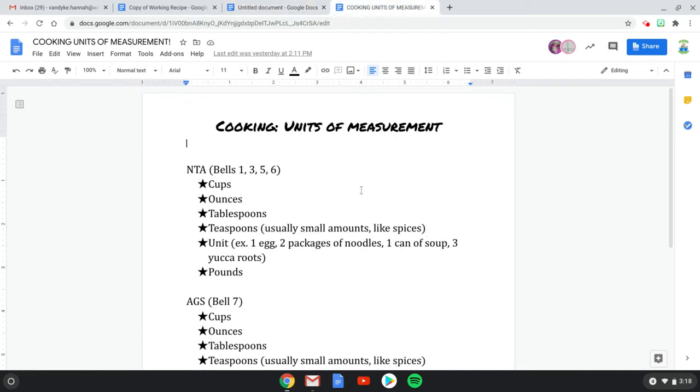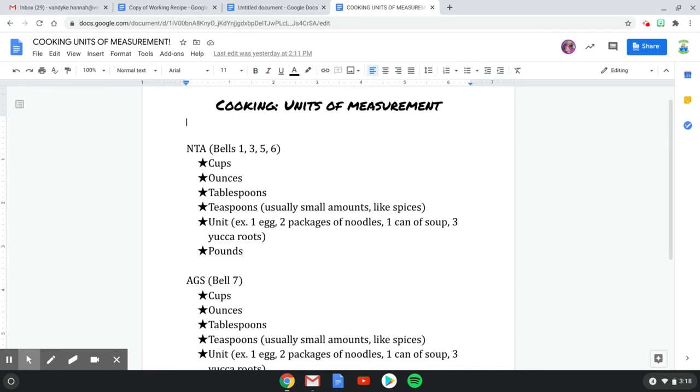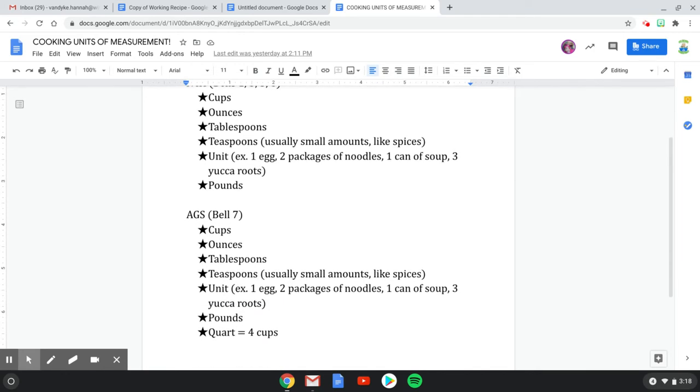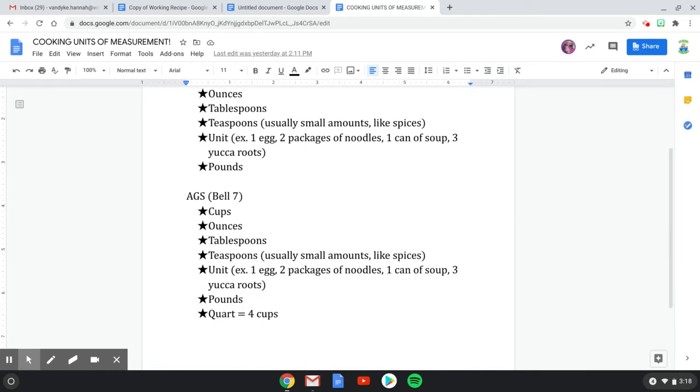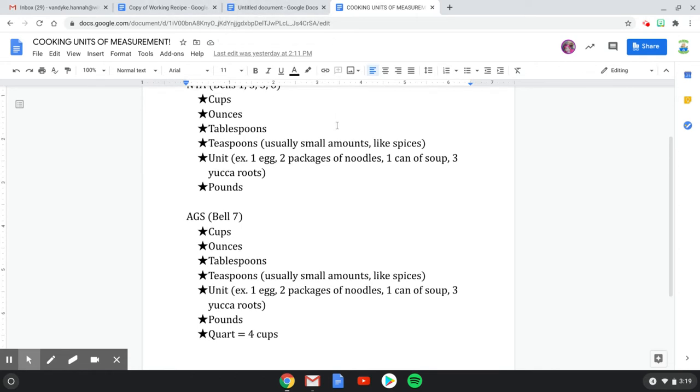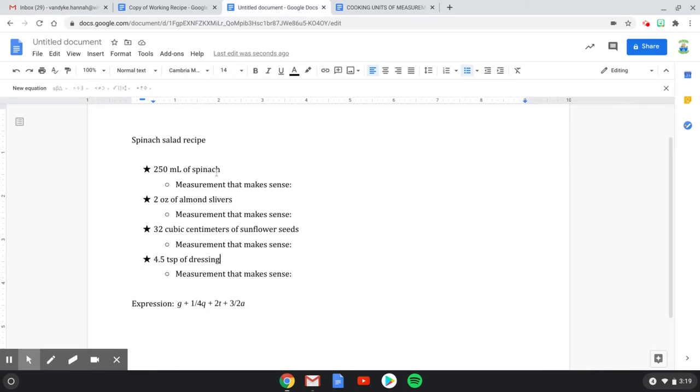ingredients. If you need help doing that, check out this cooking units of measurement Google Doc that's linked in the agenda for Tuesday, October 13th. Okay, so 250 milliliters of spinach. Some measurements that make sense to me are ounces. Cups would also make sense to me for measuring spinach. For measuring any vegetable, cups would make sense.